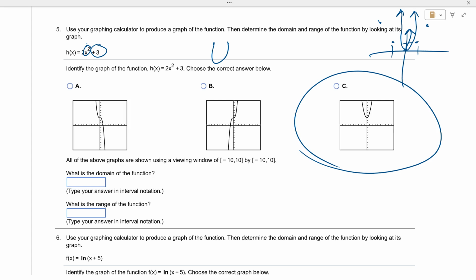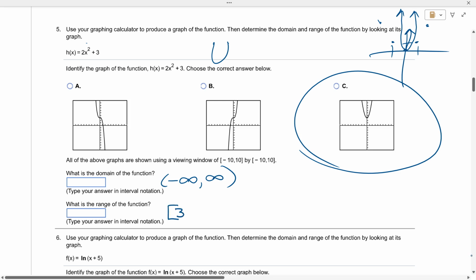Okay. What's the domain of the function? Is there anything that would restrict the domain here? Are we taking the square root of a negative or dividing by 0? No, we aren't restricting the domain. So it would be negative infinity to infinity for this one. Okay. The range of the function. What's the lowest number graphed here? 3. So 3 is graphed, and then we go up to infinity because it's going up on each side. It'll never go below 3. Okay, so that is the range. Domain's the x values used. The range is the y values used.